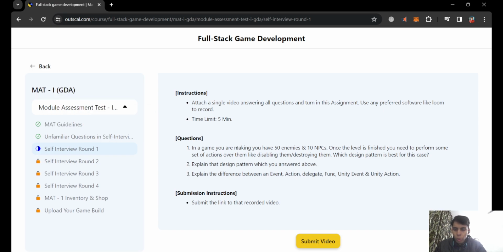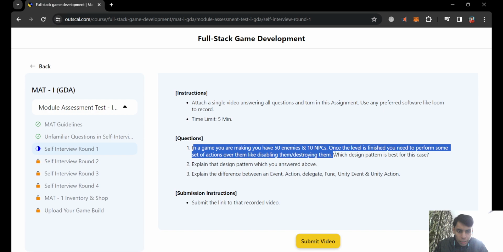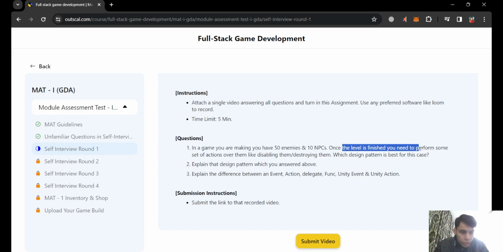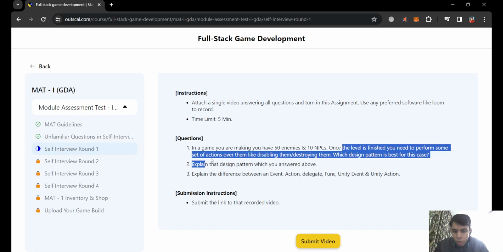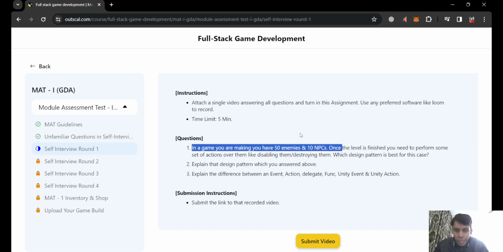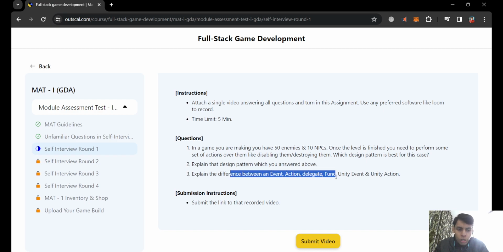Hi everyone, I'm Raghav and this is my Unity Advanced Self Round 1 Mat-1, and today I'm going to discuss the following two questions. Question first is, in game you are making, you have 50 enemies and 10 NPCs. Once the level is finished, you need to perform some set of actions over them, like disabling them or destroying them. Which design pattern is best for this case? Question second is, explain the design pattern which you answered above, and third is, explain difference between event action delegates func, unity events and unity actions.